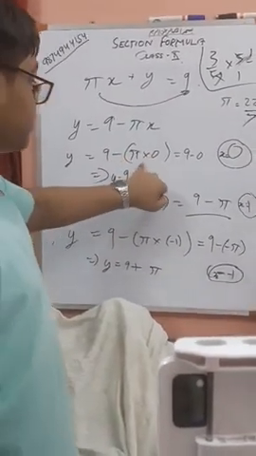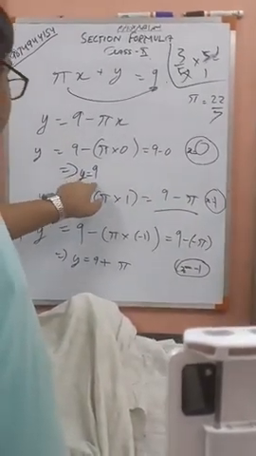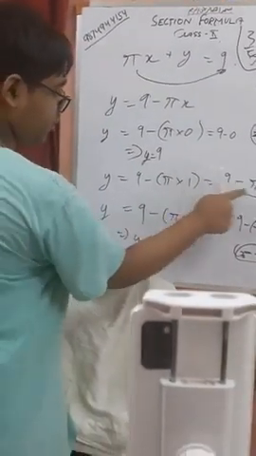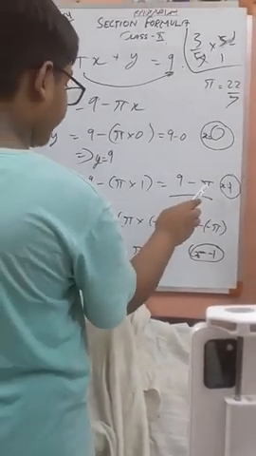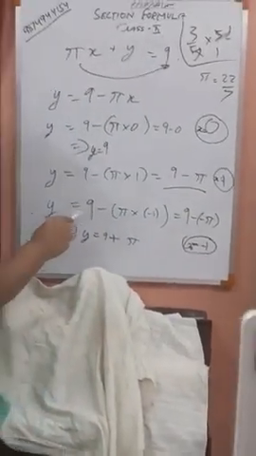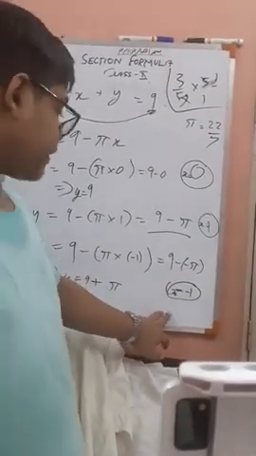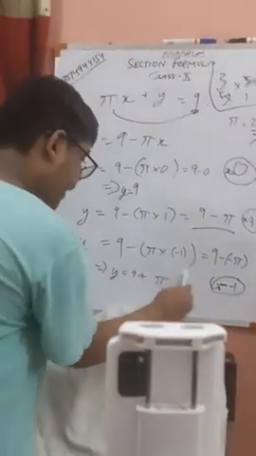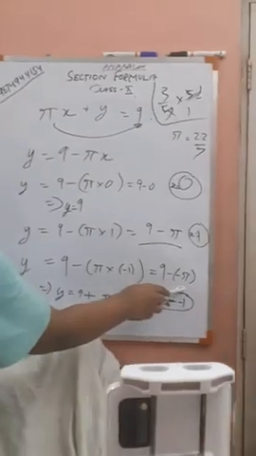9 minus pi into 0, because x value is 0, is equal to 9 minus 0, is equal to y is equal to 9. Y is equal to 9 minus pi into 1, because x value is 1. Therefore, y is equal to 9 minus pi. Therefore, y is equal to 9 minus pi into minus 1. Had we taken the value of x as negative 1, 9 minus pi into minus 1, which will just change the sign of pi, is equal to 9 plus pi.